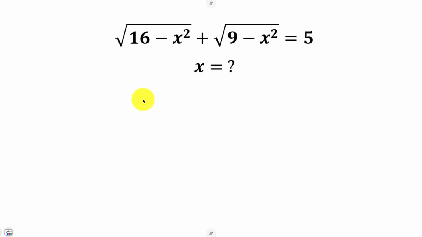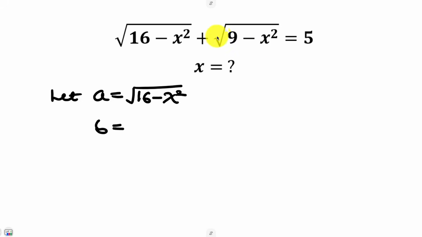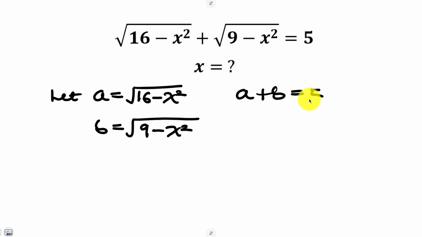the substitution method. So we can say let a be equal to our first radical, which is the square root of 16 minus x squared, and let b be equal to our second radical, which is the square root of 9 minus x squared. So if a is this and b is this, that means our original equation turns to a plus b equal to 5. Very good. Now let's come back to our substitution.